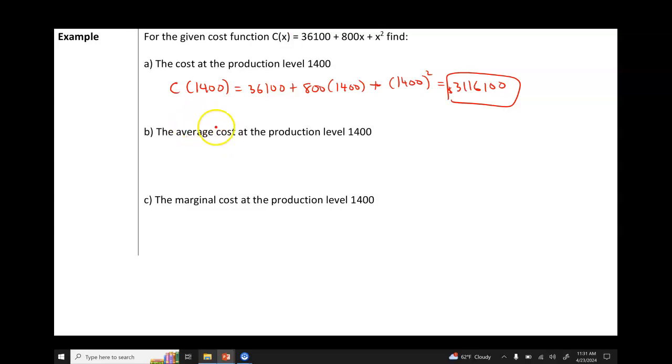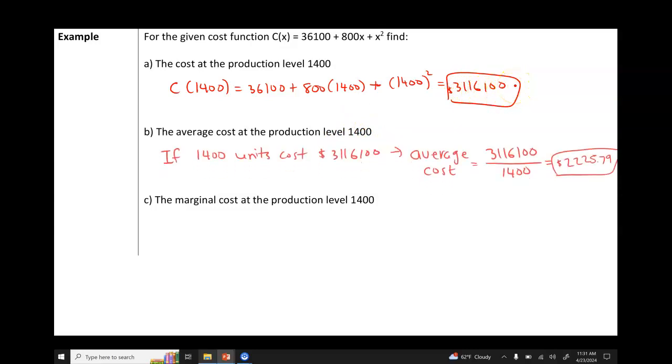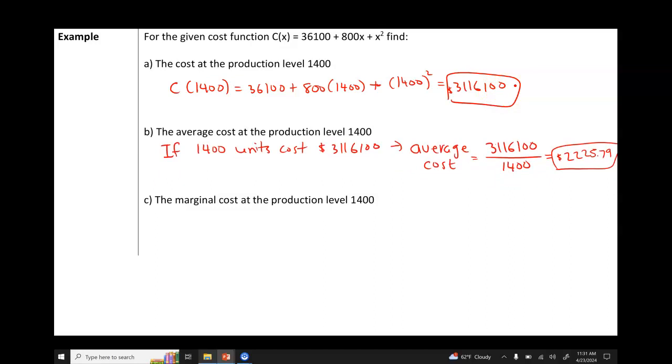Now the average cost is going to be the total cost divided by the number of units produced. So to produce 1,400 units, it costs $3,116,100. So the question is, how much does it take to produce one unit? So we take the total cost divided by 1,400, and because it's dollars and cents, we're going to round to two decimals. Per unit, it's $2,225.79.